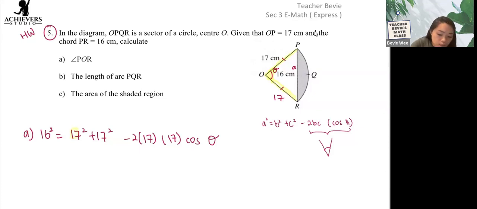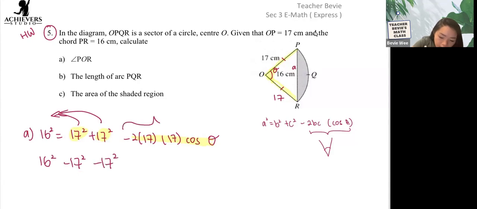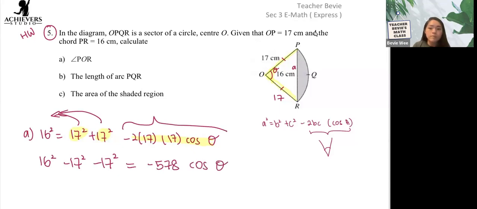Okay, so take note, this is one term, one whole term by itself. So I'm going to shift the 17 square over first. I'll get 16 square minus 17 square minus 17 square, and I'm going to keep this here equals to minus 2 times 17 times 17, that is minus 578 cos theta. Okay, 16 square minus 17 square minus 17 square, that is minus 322, equals to minus 578 cos theta.